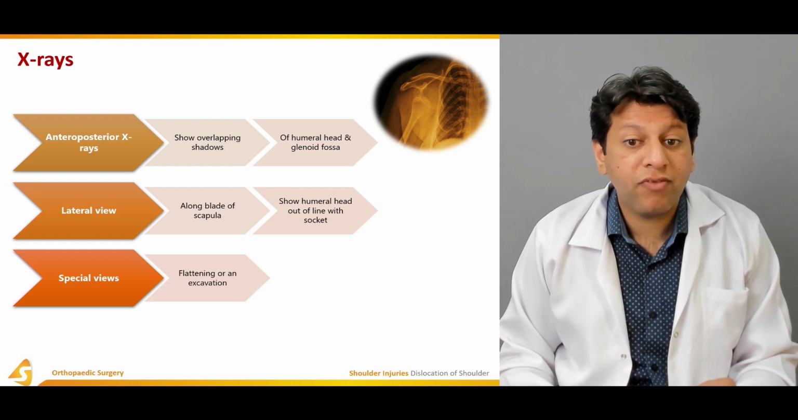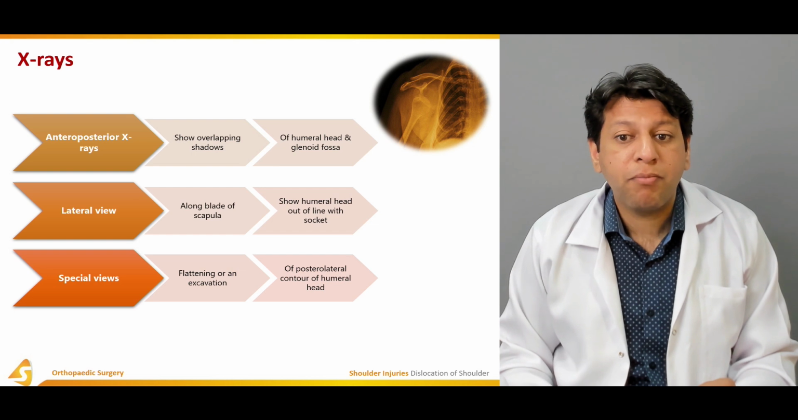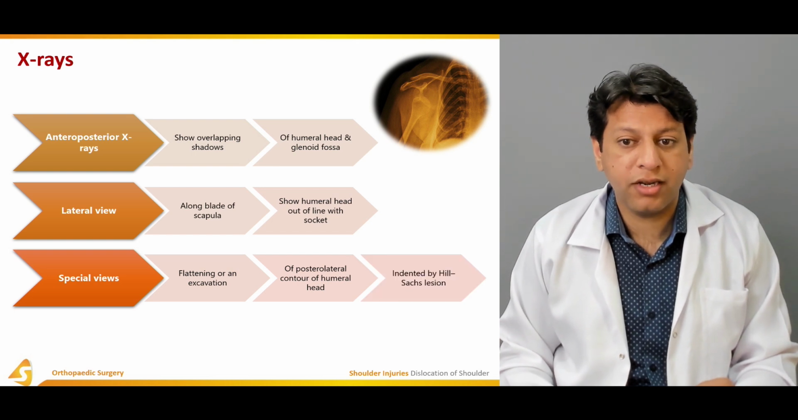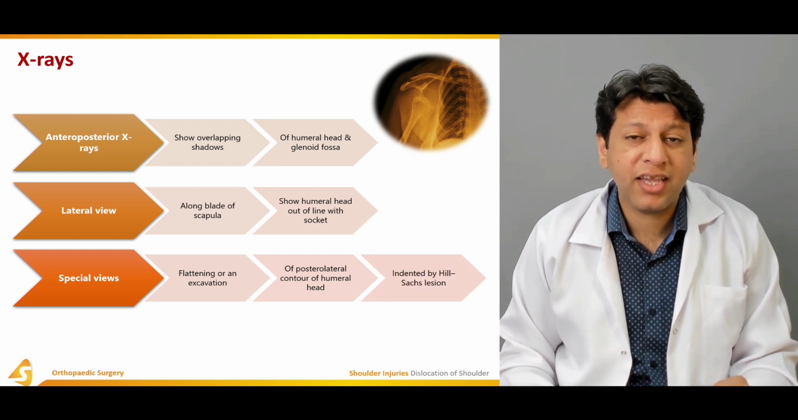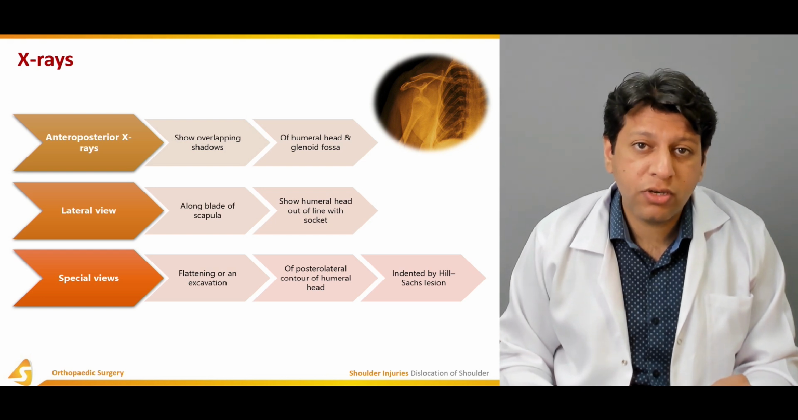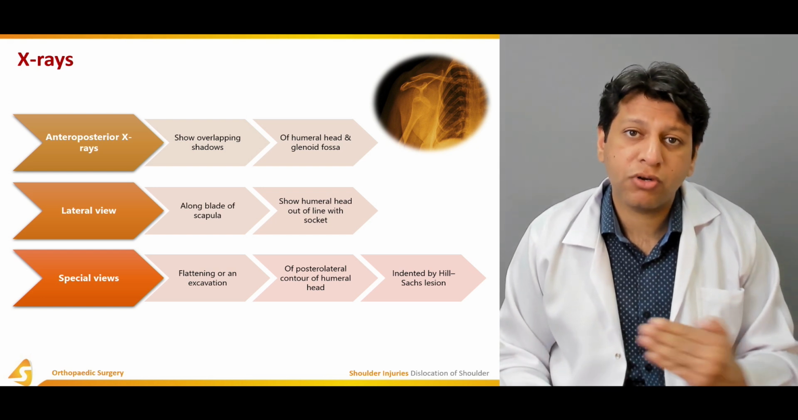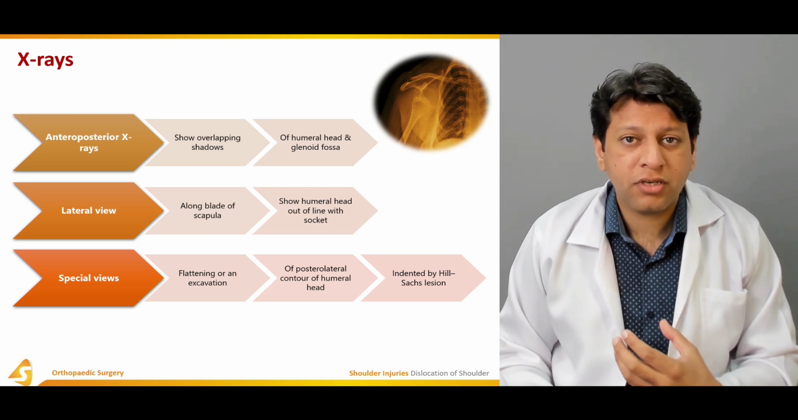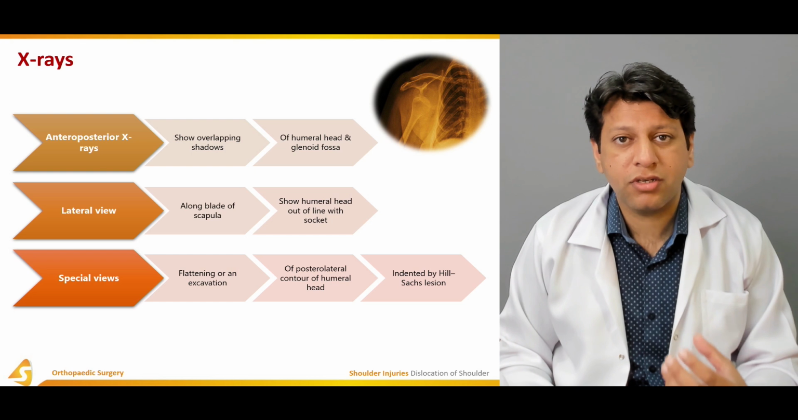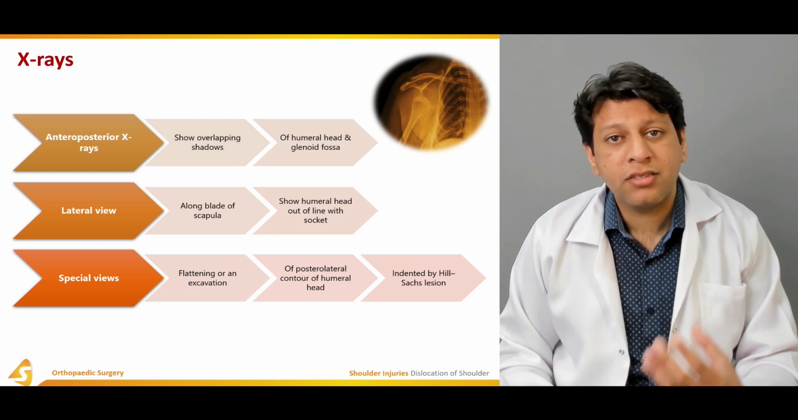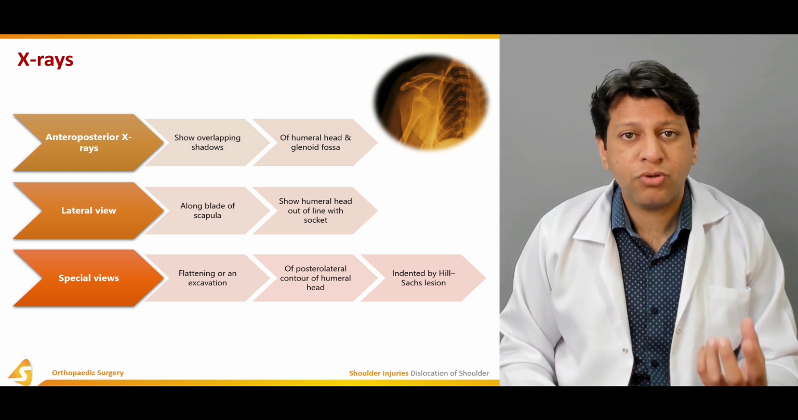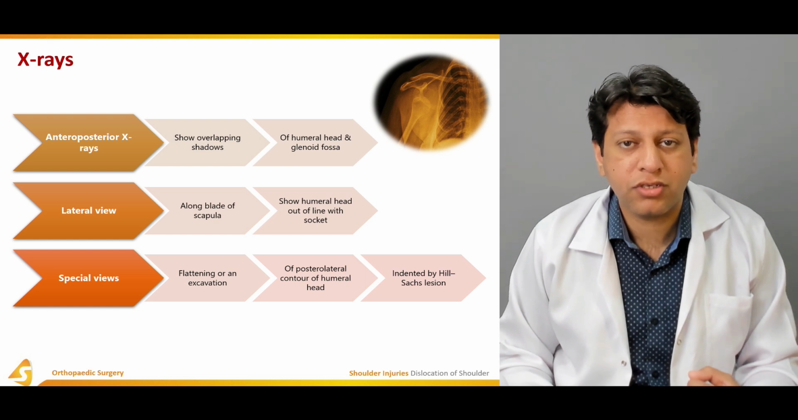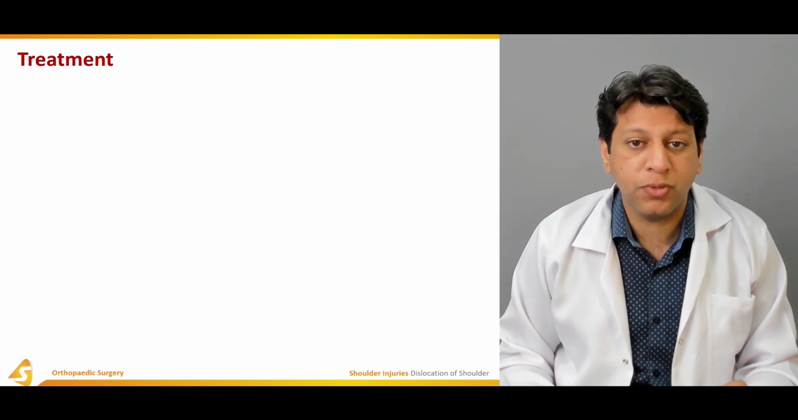On special views, there may be a flattening or even excavation of the posterior lateral contour of the humeral head as well, indicating a Hill-Sachs lesion. Usually acutely it may not be present, but over chronic recurrent dislocation, once the capsule has ruptured completely and there is continuous dislocation of the head anteriorly, there may be a posterior lateral defect. You see a Hill-Sachs lesion at times as well.